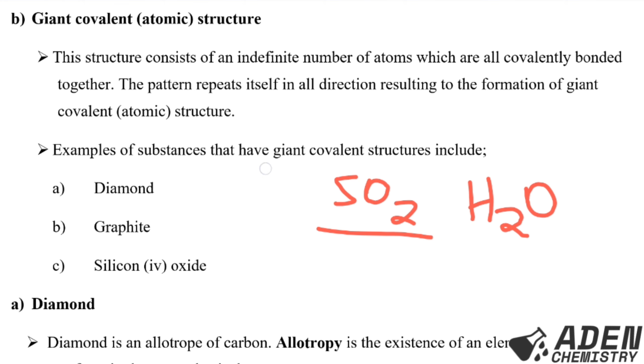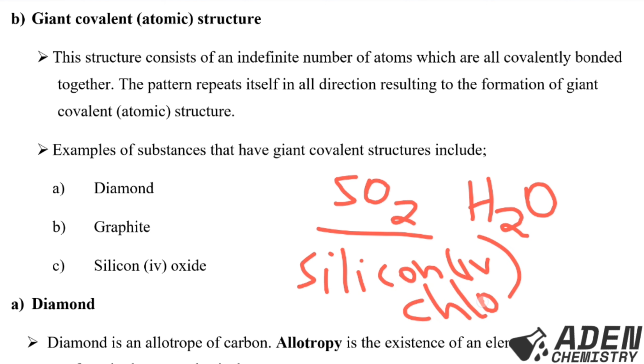Because the ones that have giant covalent structure are only three in number: diamond, graphite, and silicon dioxide. During the exam, they can even give you silicon tetrachloride and ask you to name the type of structure it has. The answer will be molecular structure, because the ones that have giant covalent or giant atomic structures are only diamond, graphite, and silicon dioxide, not silicon tetrachloride. So silicon tetrachloride has molecular structure.